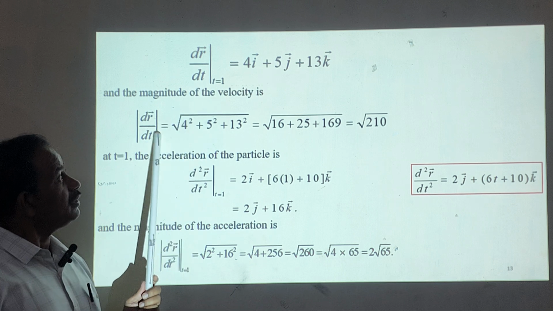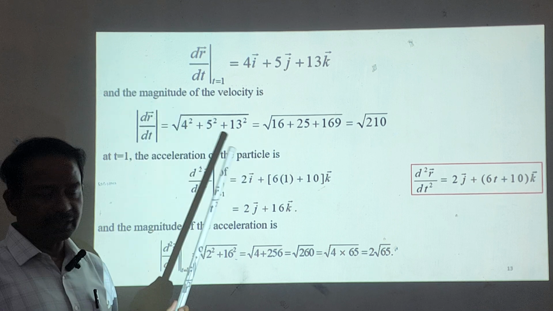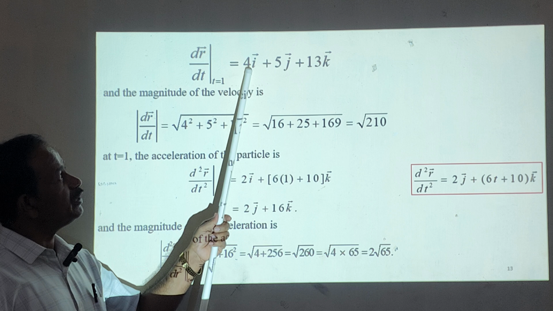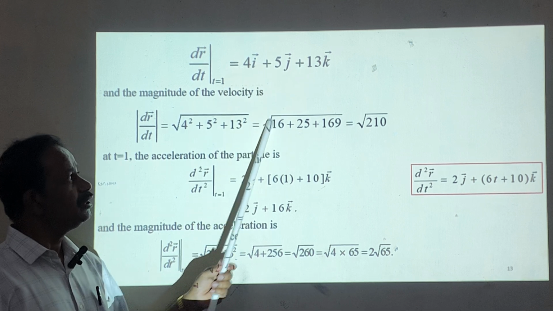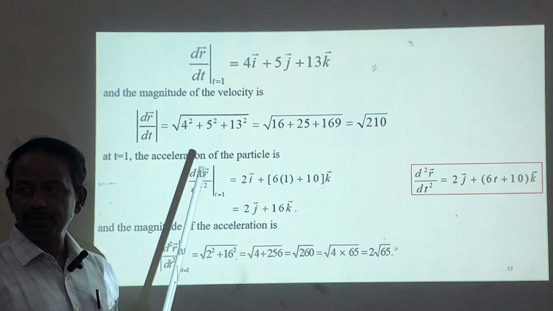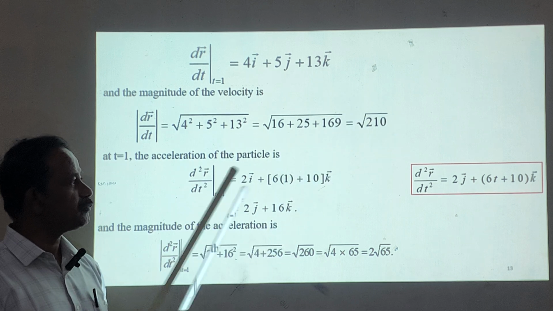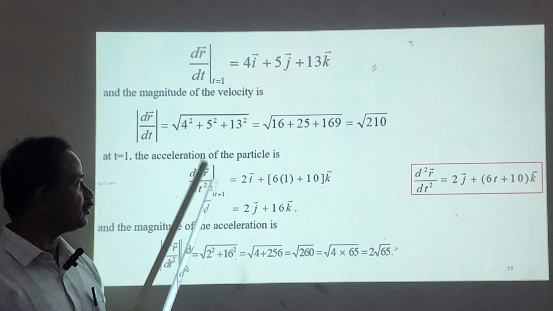Then we will have to find out the magnitude. Magnitude of the velocity is given as, take the modulus, that will give you root of 4 square plus 5 square plus 13 square, which is root of 16 plus 25 plus 169. So that will be root 210. So this is the magnitude of the velocity.